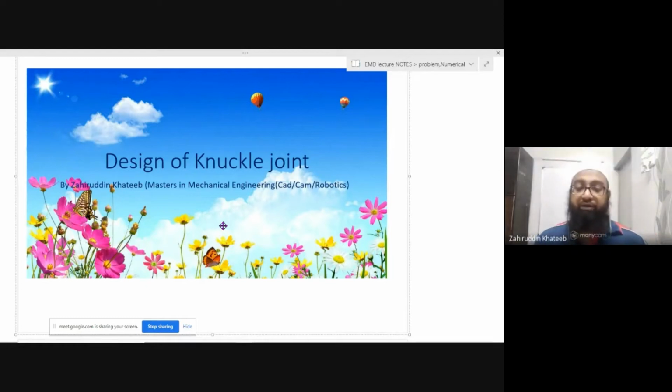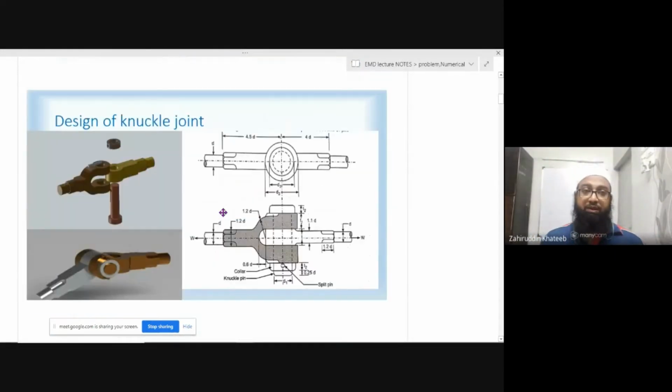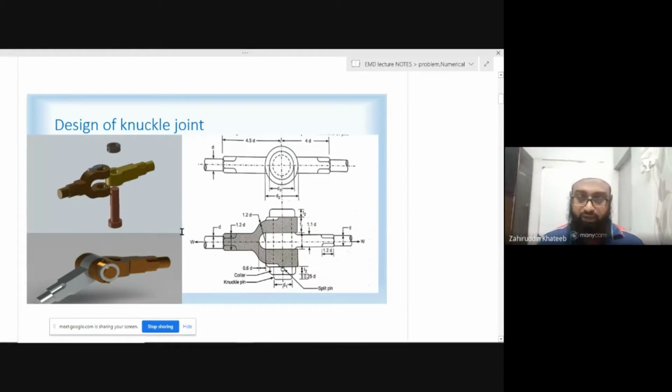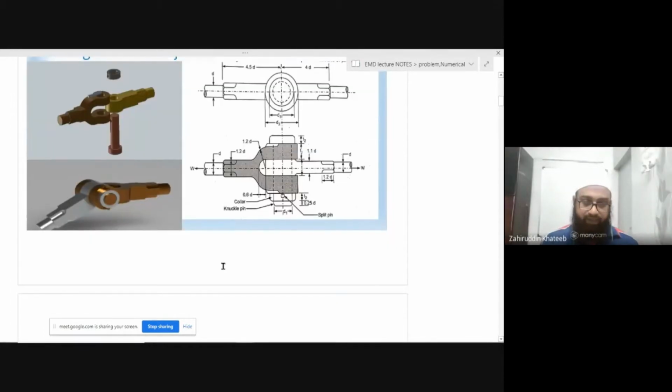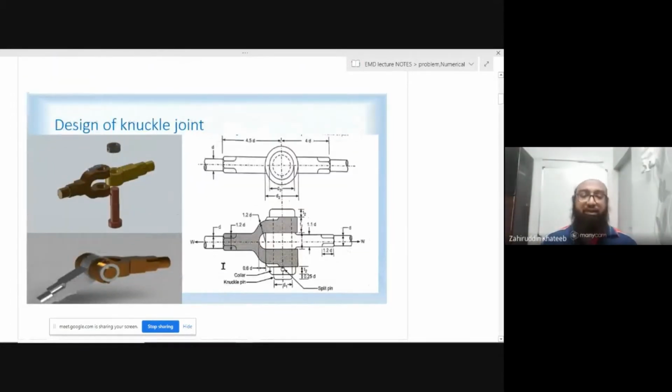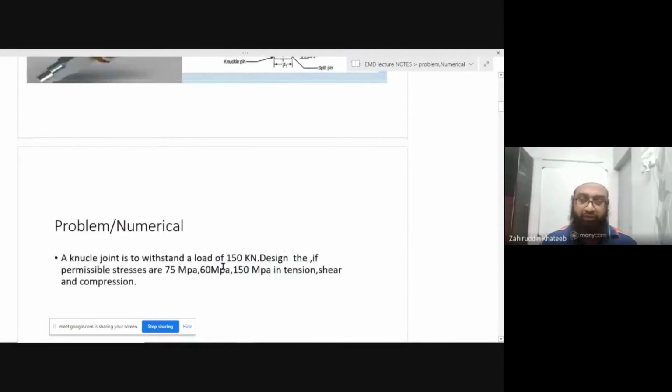Today we are going to see a problem on design of knuckle joint. In the previous lecture we have seen there are three parts of a knuckle joint: single eye, double eye, and pin. And also we have seen this 2D diagram in detail. So today we are going to design a knuckle joint for the given problem.